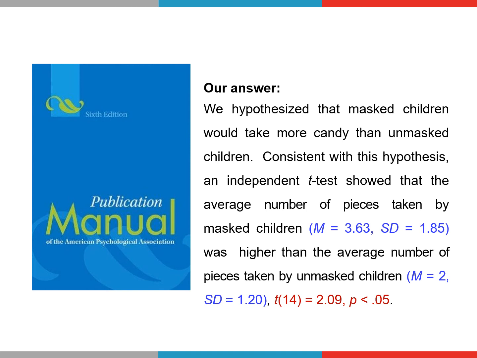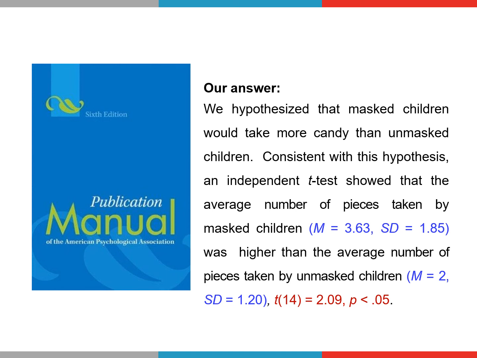So there we would report our mean and standard deviation for group 1, was higher than the average number of pieces taken by unmasked children. So again, we report the mean and standard deviation of group 2. And lastly, we report our t-value with our degrees of freedom in parentheses, our obtained t-statistic after the equal sign, and whether our p-value is greater than or less than 0.05. In this case, because our critical value was 1.761, or I think that was correct, and that is less than the obtained value, then we know that p is less than 0.05, and we can reject the null hypothesis.